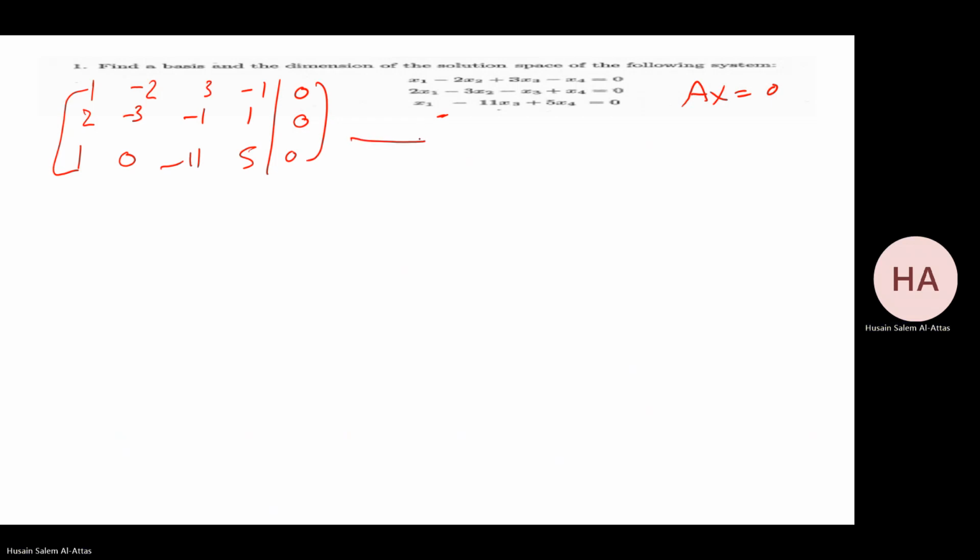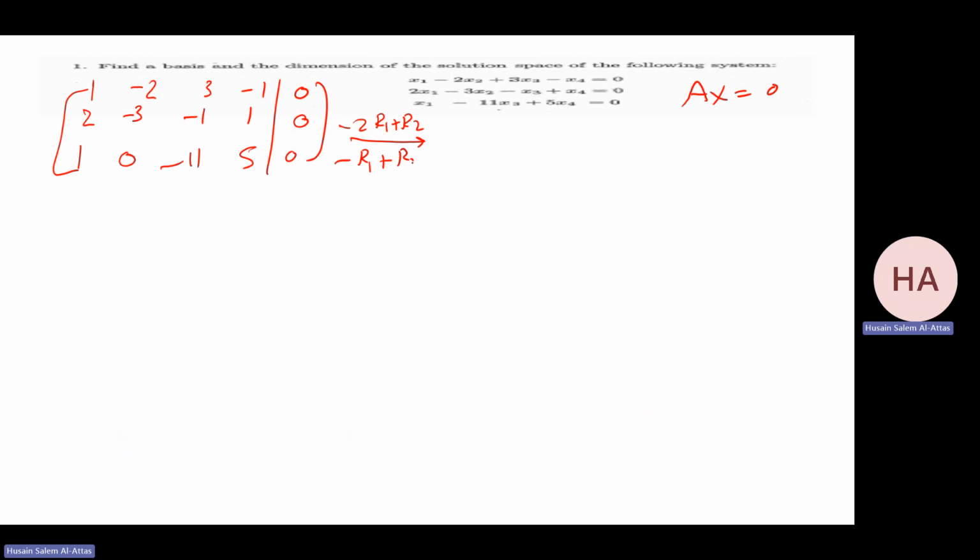Find the basis and dimension of this space. I have AX equals 0. Yeah, the same idea. Let me do it, but be careful here. So I have the system 1, -2, 3, -1, 0; 2, -3, -1, 1, 0; and a third row with 1, -1, 5, 0 where I don't have x2 minus 11. So multiply the first row by minus 2, R1 added to R2.